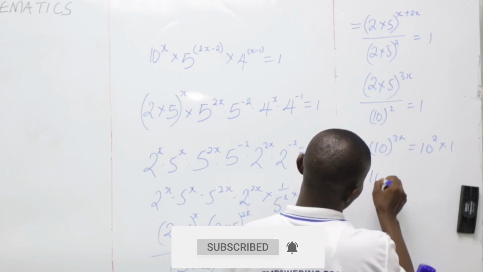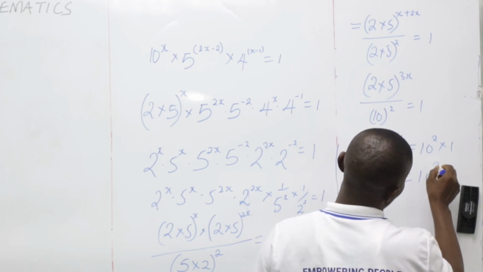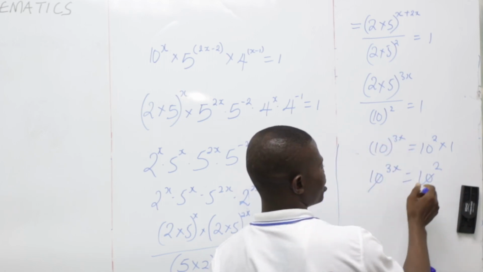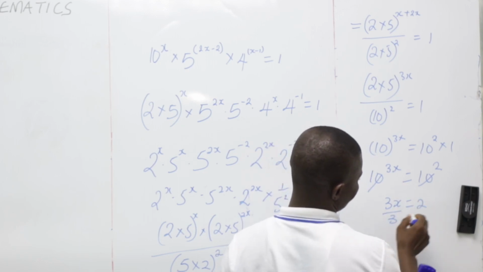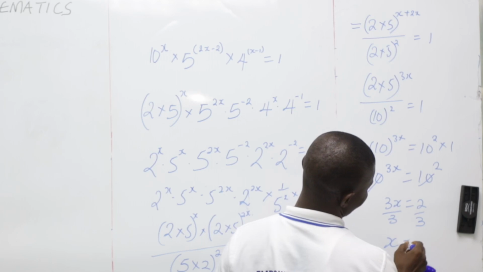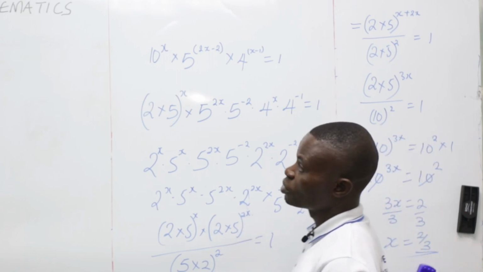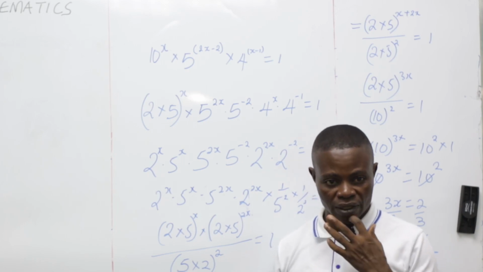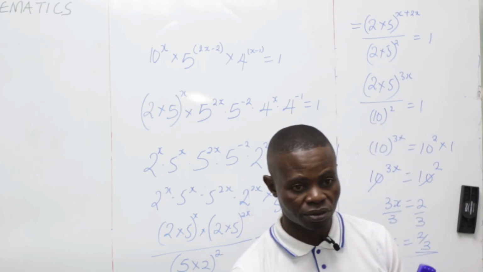This will now give us 10 power 3x equals 10 power 2. This and this are the same. So 3x equals 2. Divide by 3. So x equals 2 all over 3. That becomes the solution to that question. X equals 3 all over 2.